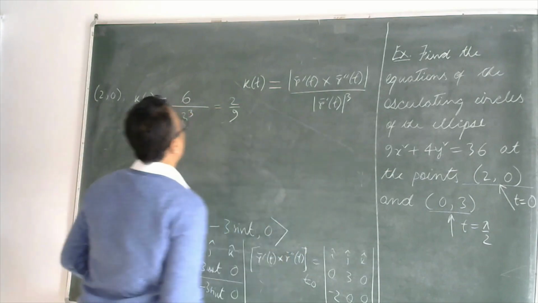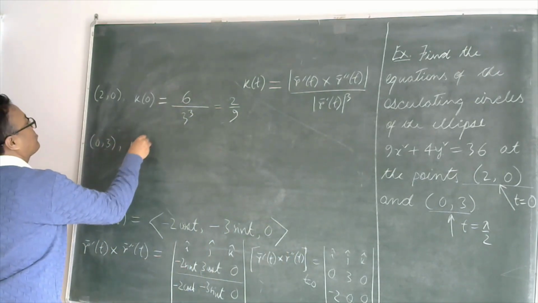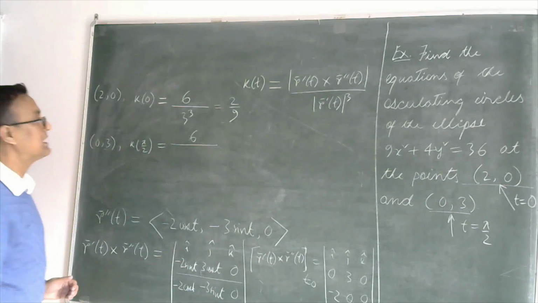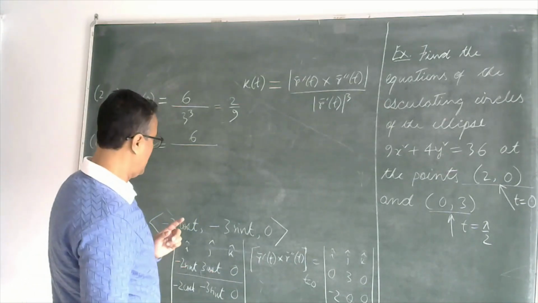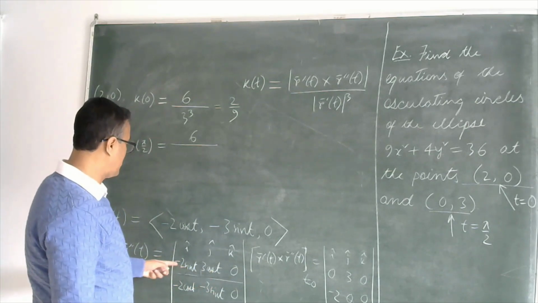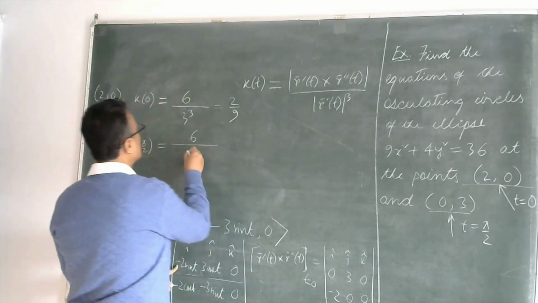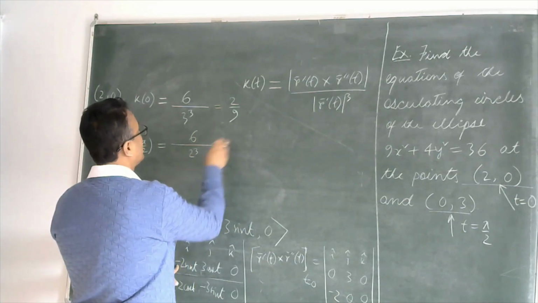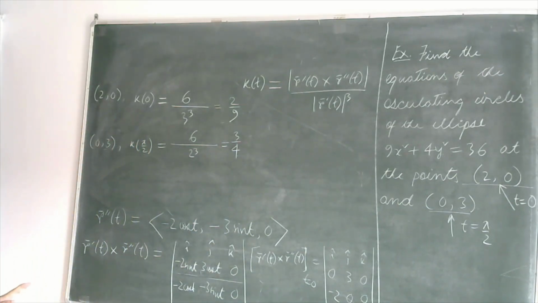And similarly for (0, 3), at t equal to pi by 2, obviously the numerator is 6, and in the denominator, what you are going to get again from here, pi by 2 is going to give you this as -2. If you take the mod, that is going to give you 2. So this is 2 cubed. So 6 by 8. So that is 3 by 4. Okay, so we have got the curvature.